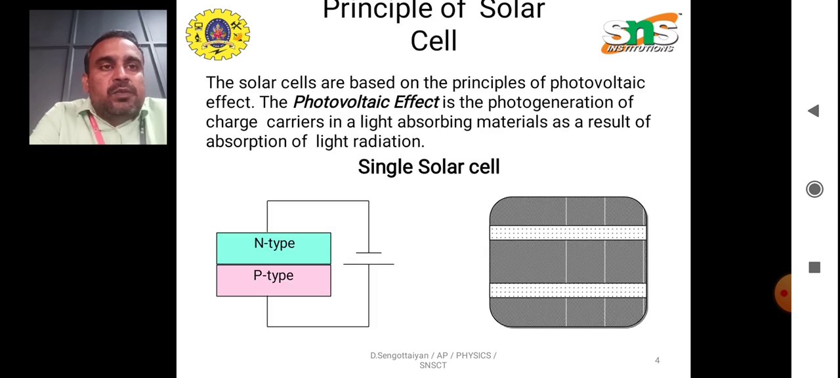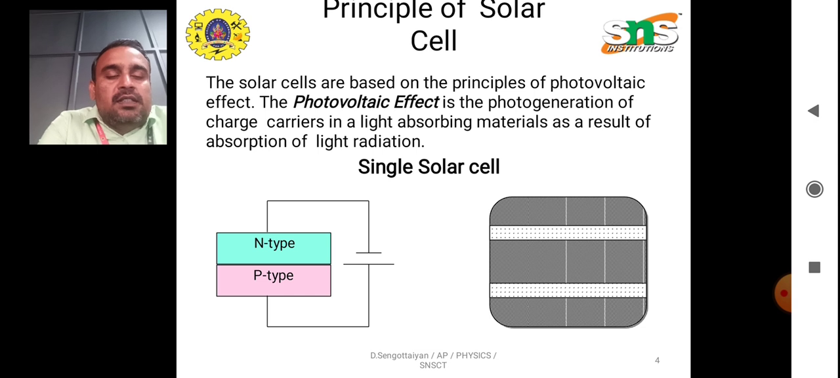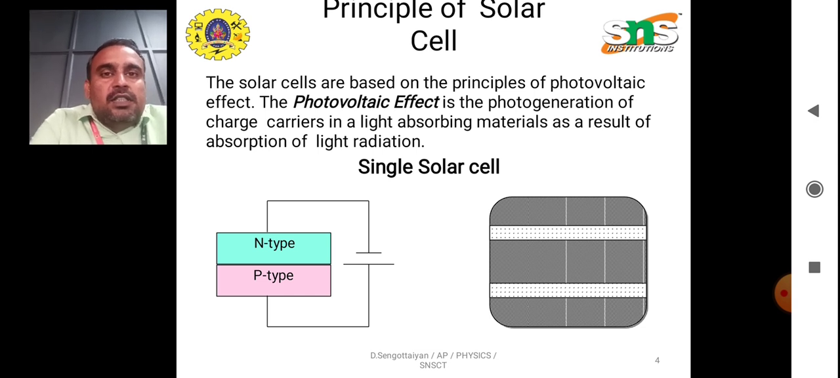The next is the principle of solar cells. The solar cells are based on the principle of photovoltaic effect. That photovoltaic effect is the generation of charge carriers in the light absorbing materials as a result of absorption of light radiation. The diagram shows a single crystalline solar material, that is, the first diagram shows the n-type and p-type materials. When light energy is absorbed from the sun, the light energy is converted to electrical energy.